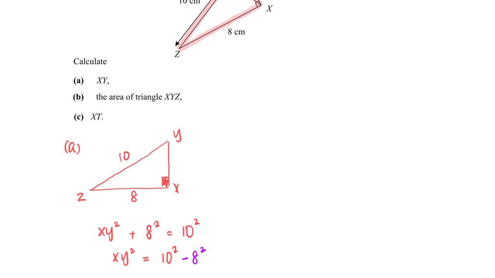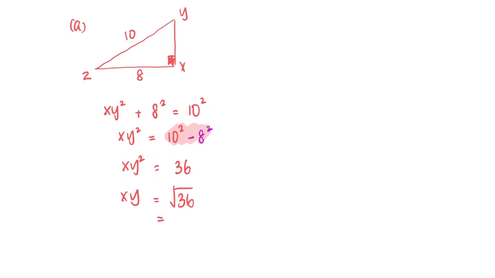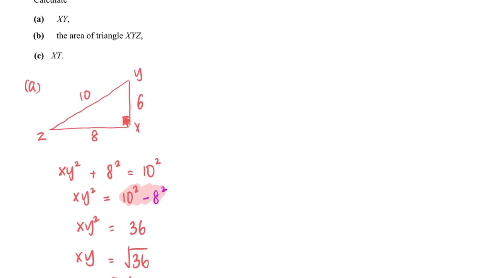So 10 square minus 8 square will give me 36. So this is 36. And therefore to find XY, and because we know XY is a length, we are only looking at the positive root of 36. In this case, 6 cm. So we have gotten 6 cm. Part A, done.